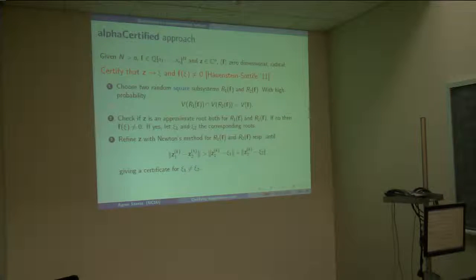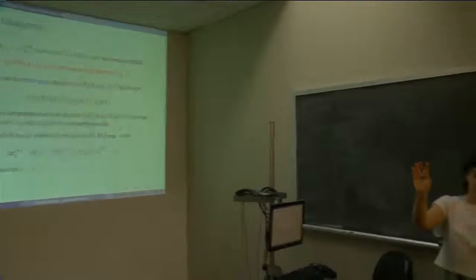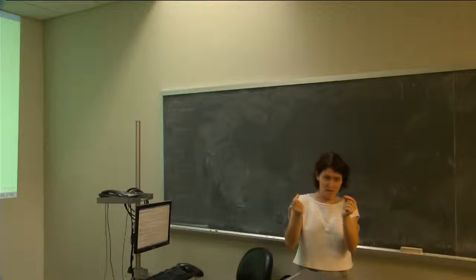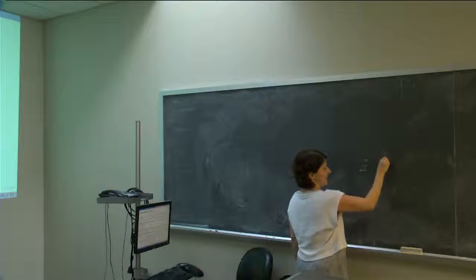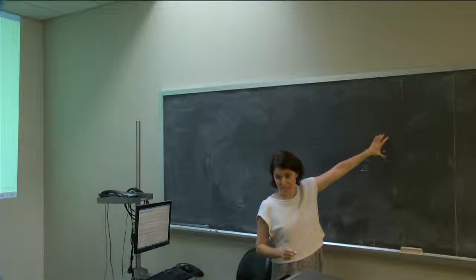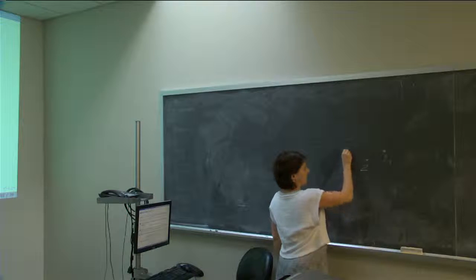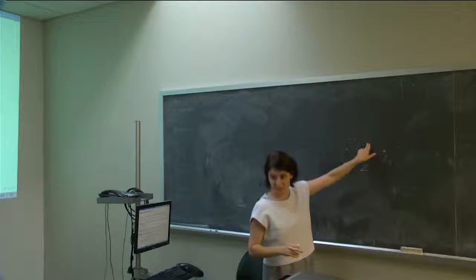Okay, in the Hauenstein and Sottile paper that I mentioned earlier, they actually give a method to certify that a point is not near a root. So the answer is no. You're given an approximate point, and you can certify with alpha theory that it's not near a root. The idea is very simple. You have an overdetermined system, you take two random square systems and compute all the roots of them. And then you have your point Z, which let's say is an approximate root for one of the square systems, and another one for the other square system. And you want to see whether these two points are the same.